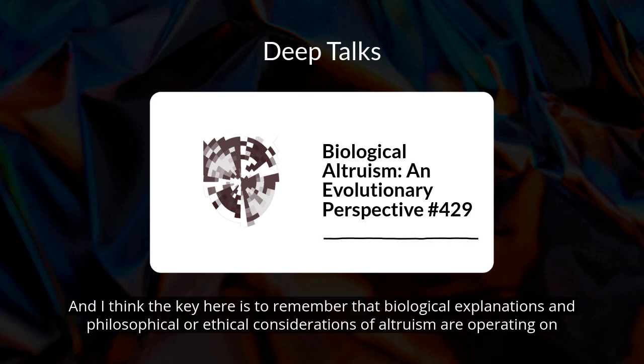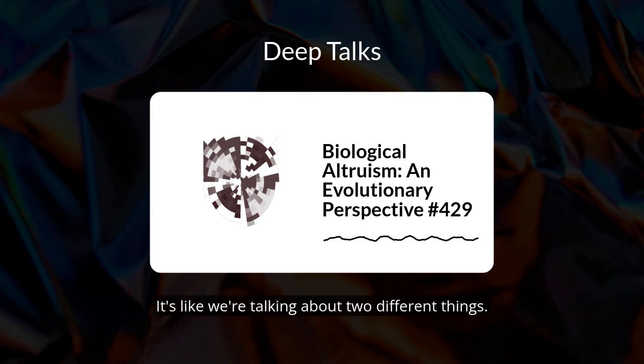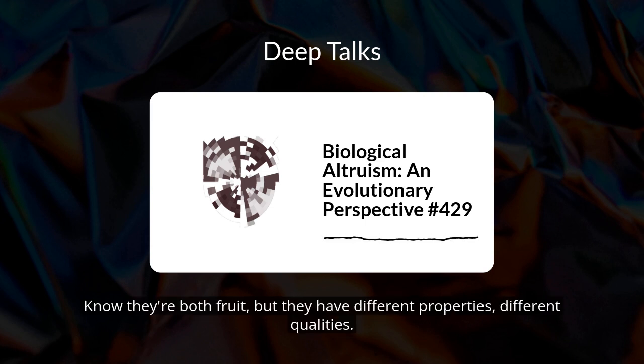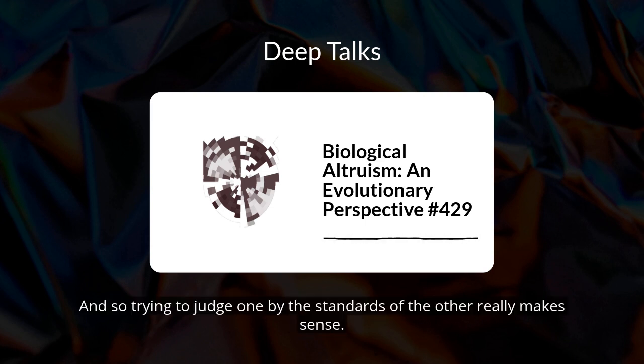Right. I think the key here is to remember that biological explanations and philosophical or ethical considerations of altruism are operating on different levels of analysis. So we're talking about two different things. It's kind of like apples and oranges. They're both fruit, but they have different properties and qualities, so trying to judge one by the standards of the other doesn't really make sense.